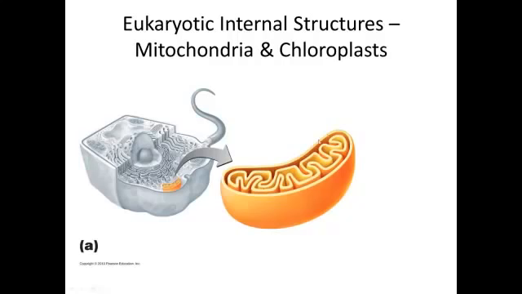Then we have this outside membrane, and when we talk about energy production, we're going to talk about that outside membrane some more. They also have their own DNA, little circular DNA, and they also have a few 70S ribosomes. Not very many. They don't make very many proteins, but they do make a few. They also divide on their own through binary fission.